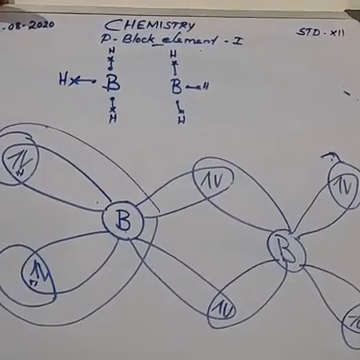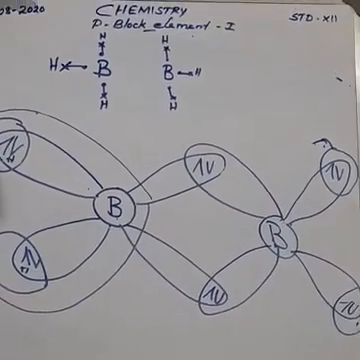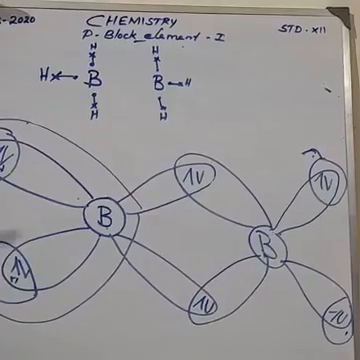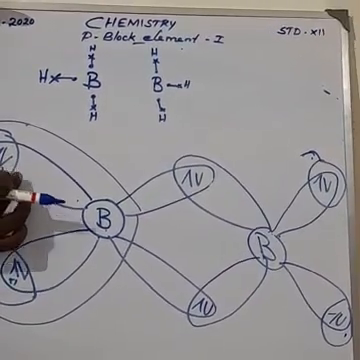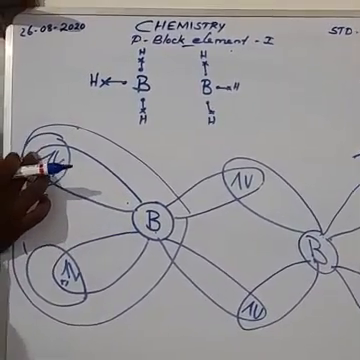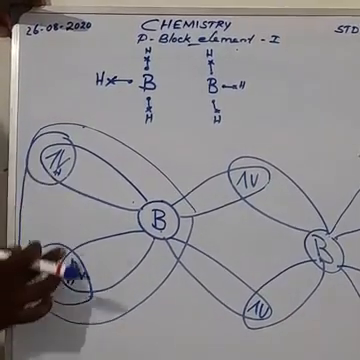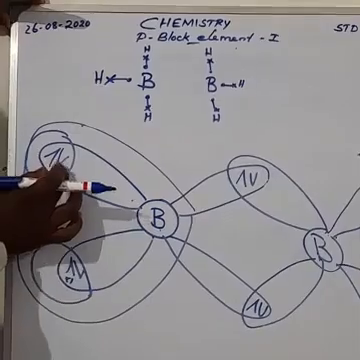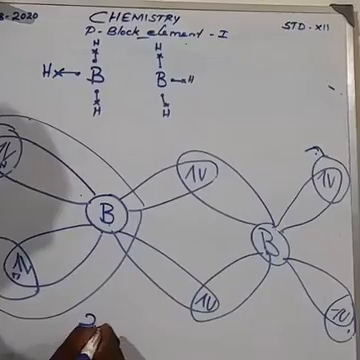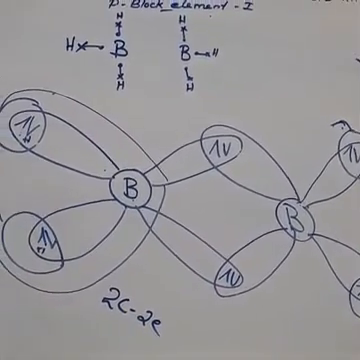Here, 2 center 2 electron bond. This normal covalent bond is a 2 center 2 electron bond. 2 center means this is one center, and this is another center. Each center means a bond between hydrogen and boron, so each center has 2 electrons. That is 2C 2E, 2 center 2 electron.